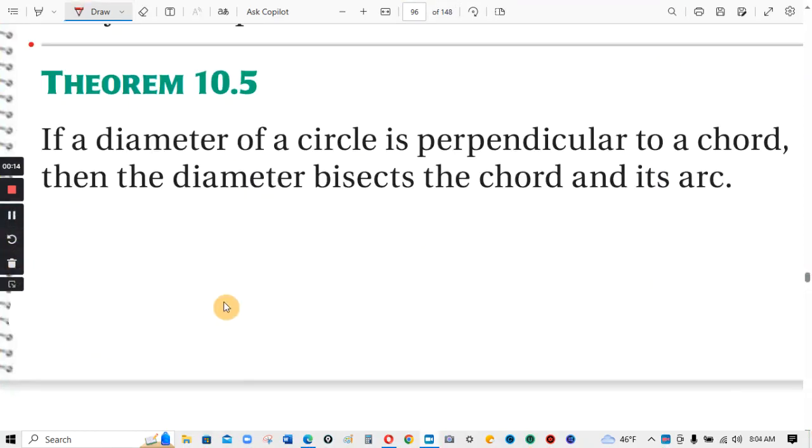So the main theorem you need to know for this worksheet: if a diameter of a circle is perpendicular to a chord, then the diameter bisects the chord and its arc.